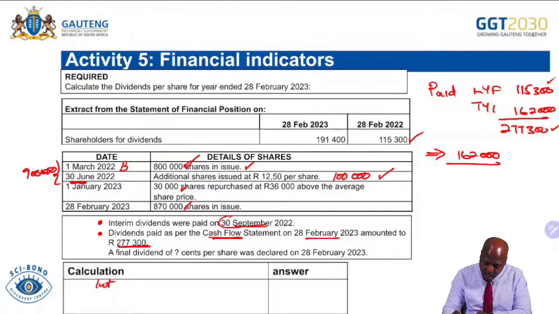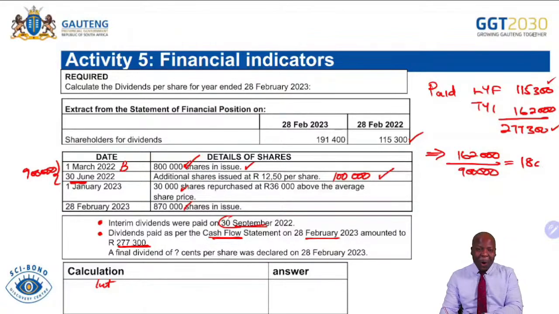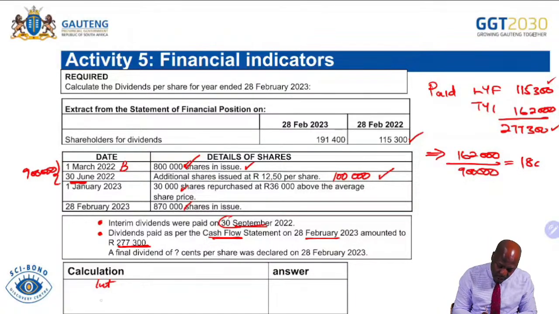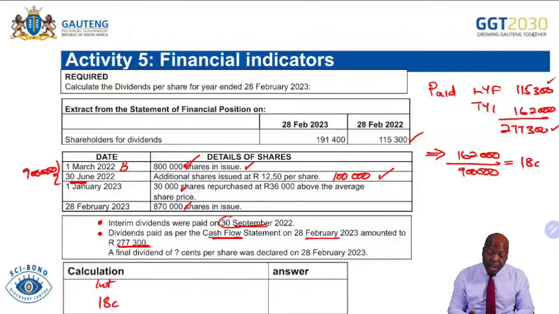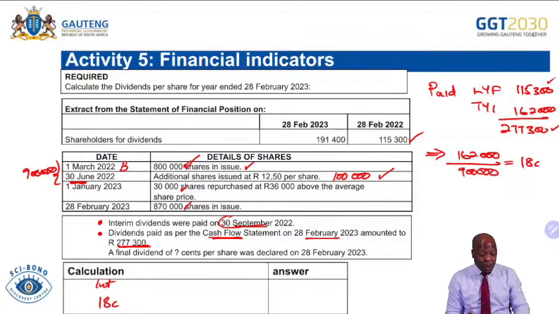So we come here, then we'd say 162,000 divided by 900,000. Quickly now, in your calculator, 162,000 divided by 900,000. How much do you get? Thank you. We gave 18 cents per share on the interim dividends. 18 cents. So I can come in and say my interim was 18 cents per share. Can I move on to the next one?